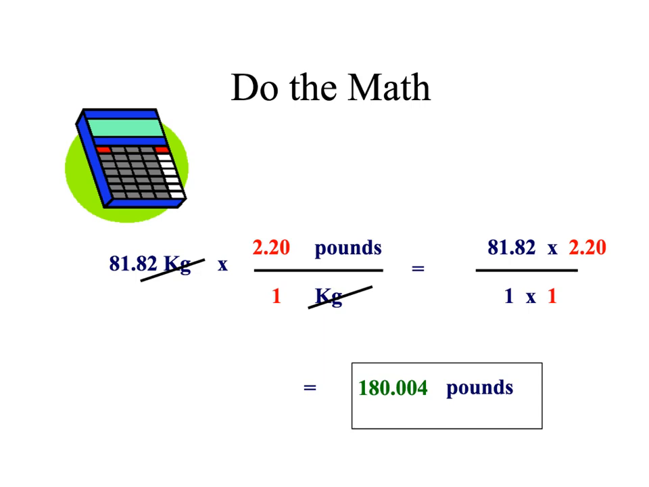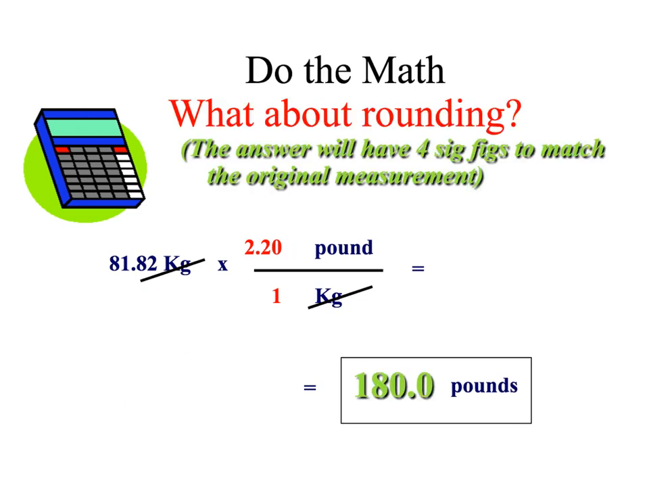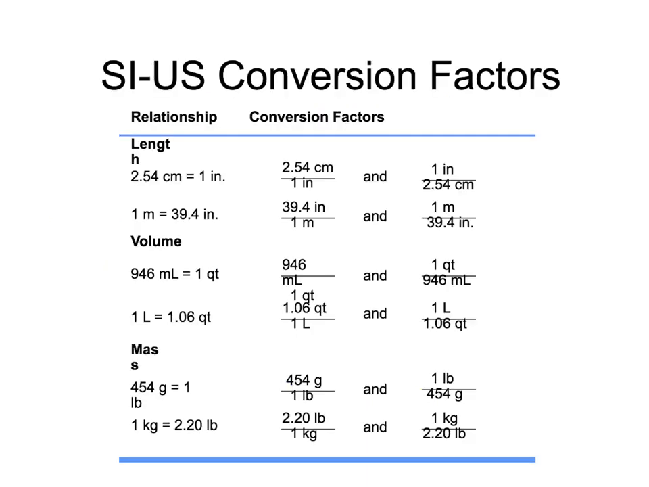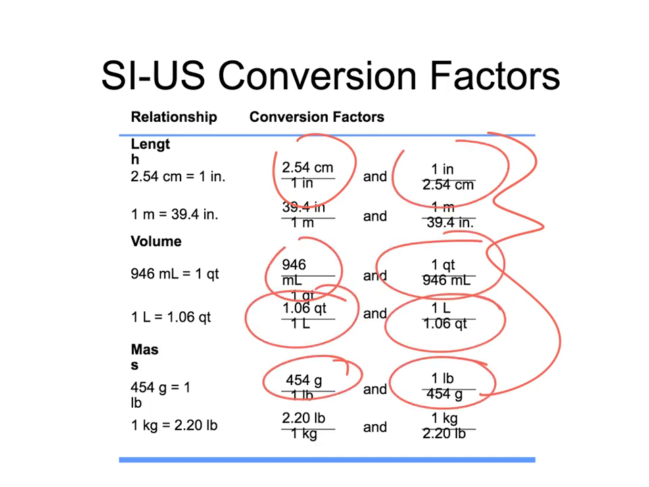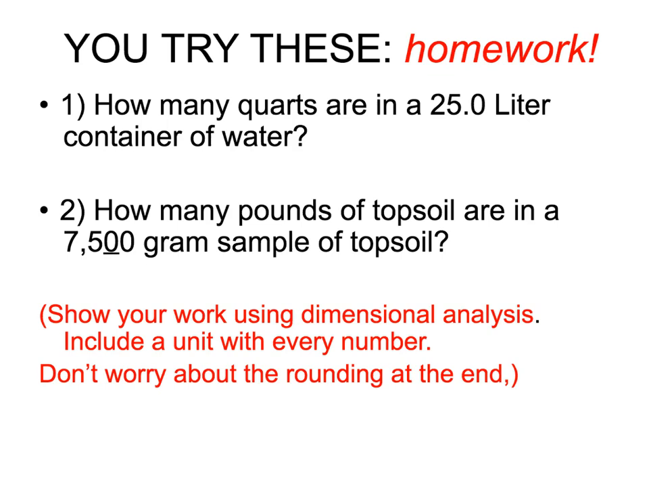What about the rounding? There's 4 sig figs in our measurement, so we're probably going to want to round that to 4 sig figs. Again, if you are getting the answer and you're not sure about rounding, you're 100% where you need to be right now. Again, all of these ratios have a value of 1, and they can be used in dimensional analysis to solve problems like these. Now this is your homework.